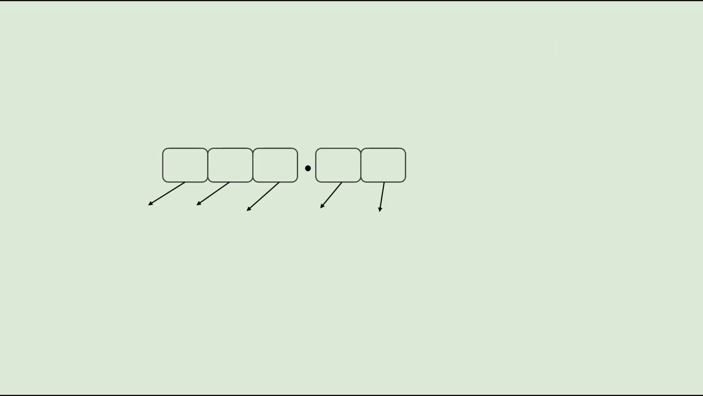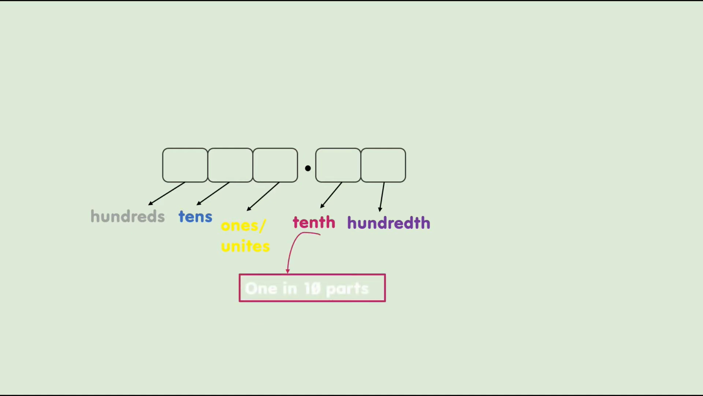Just a quick reminder of the place value system we covered in the previous lesson. This is what it looks like. Here we have the hundreds, then tens, then ones. Right next to ones, we have the decimal point that separates the whole numbers from numbers that are parts. And right next to the decimal point, immediately we have tenths, and then we have hundredths. A tenth is 1 part in 10 parts, and a hundredth is 1 in 100 parts.